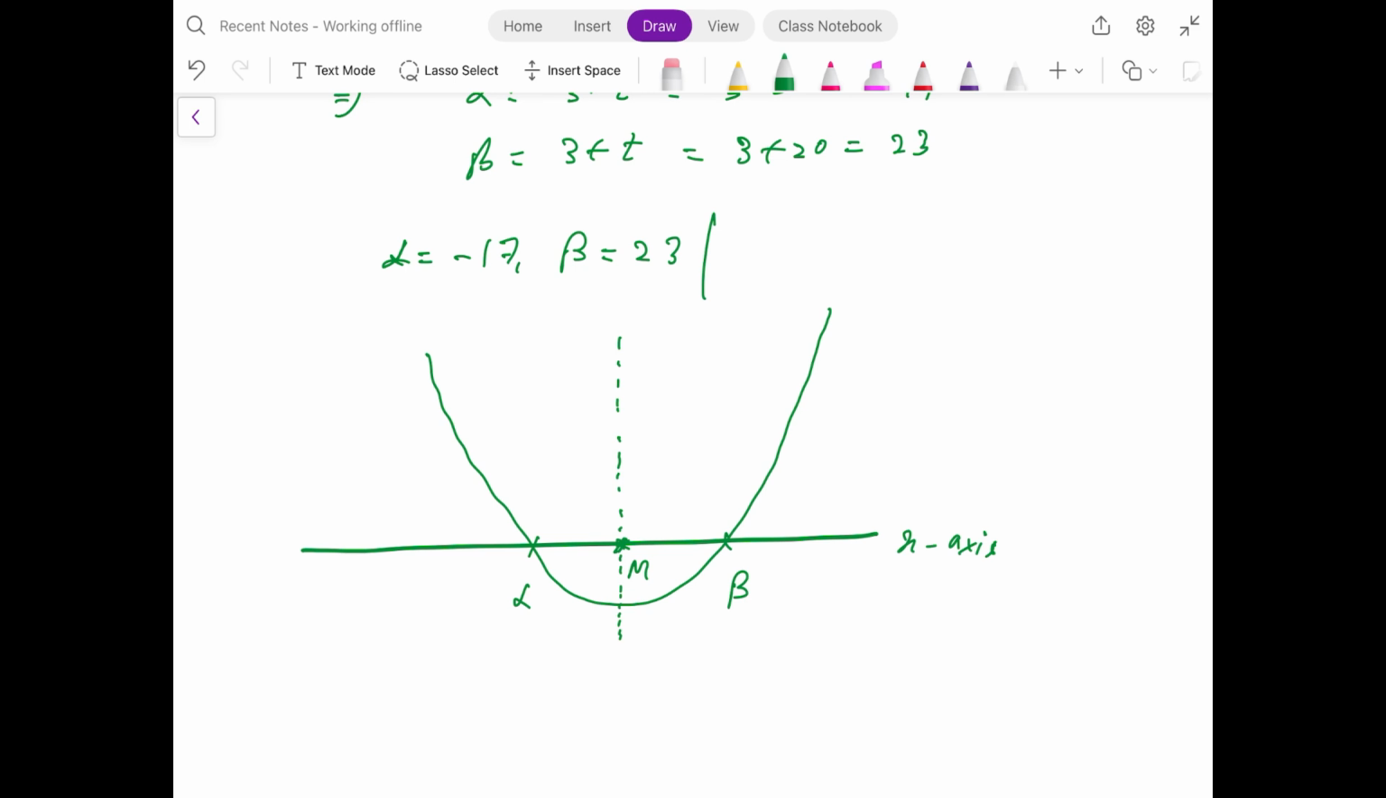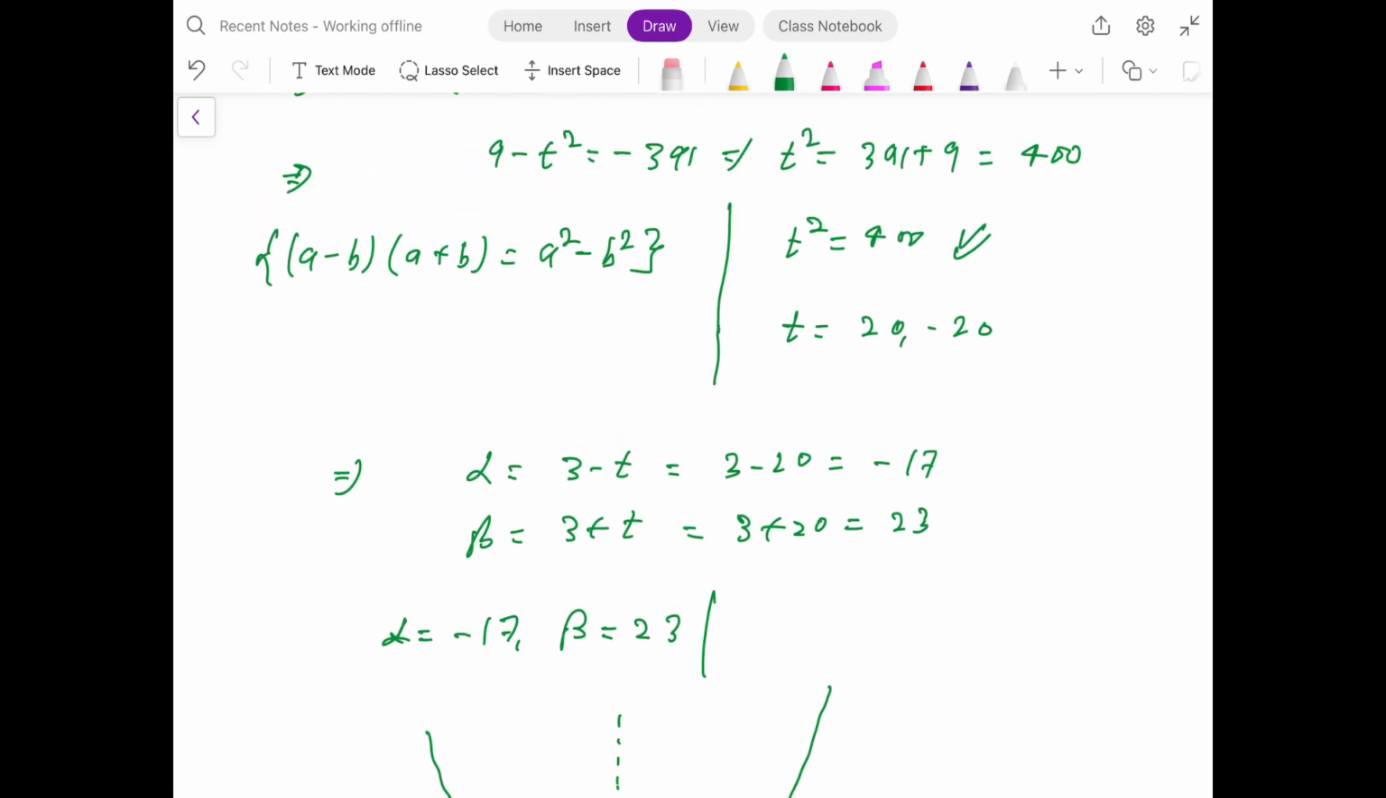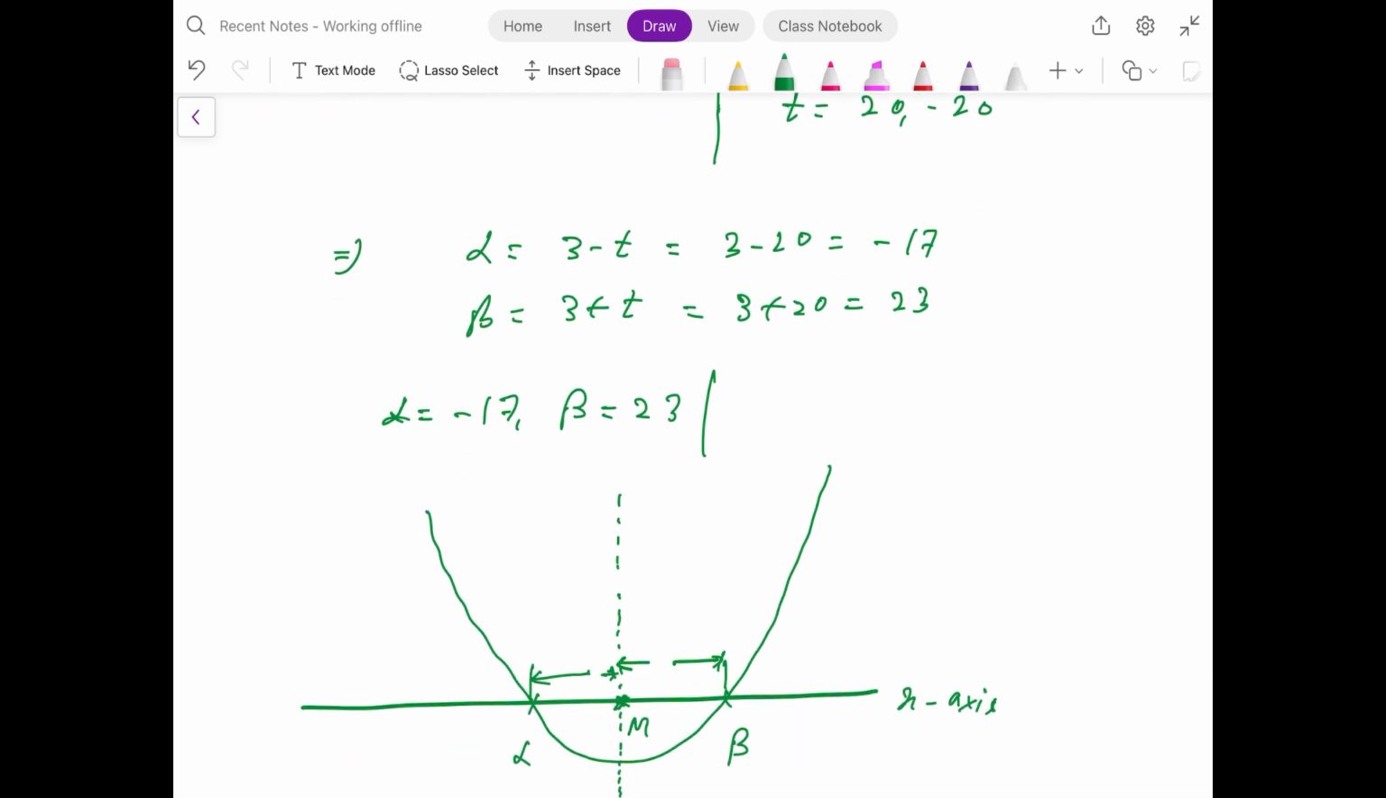That means alpha and beta are equidistant from m. That means this distance and this distance will obviously be equal. That means the roots are equidistant from the mean of the roots. That's why we are adding and subtracting t from the mean, or the average of the sum of roots. So that is the reason why we are adding t and subtracting t.